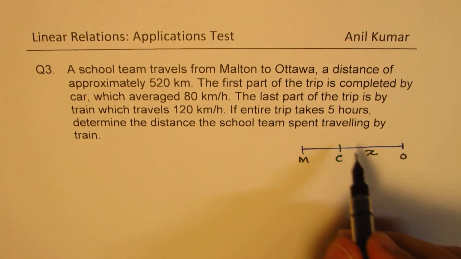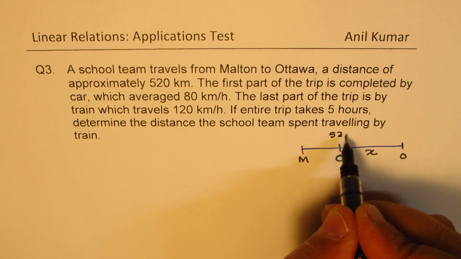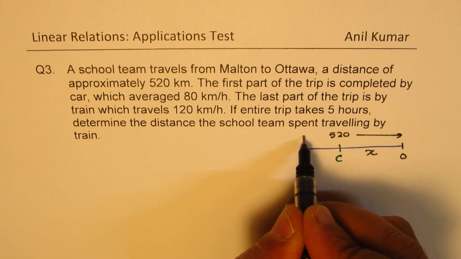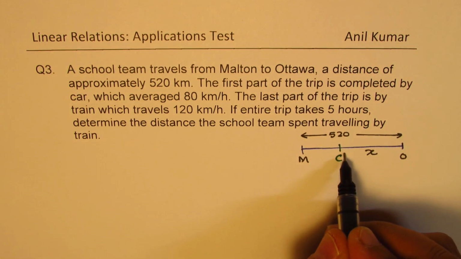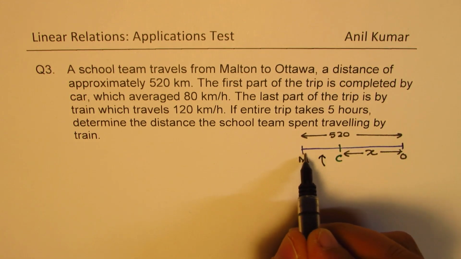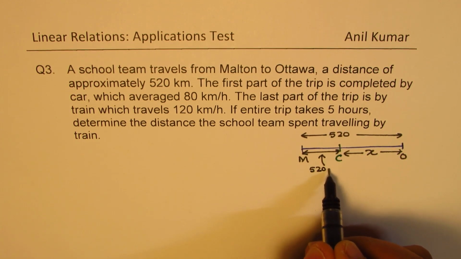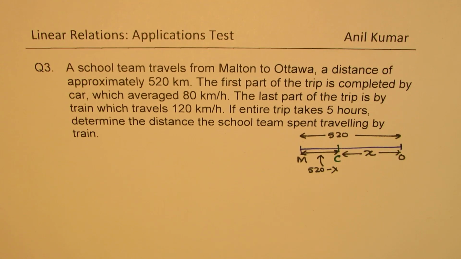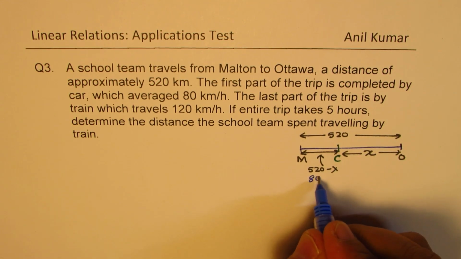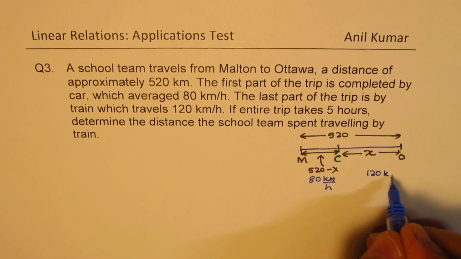And so, the total distance being 520 kilometers, right? So we are given this total distance is 520. That clearly means if this is x, then the distance here will be how much? Will be 520 minus x, correct? So that is by car. Now we also know the speed of the train and the car: 80 kilometers per hour and 120 kilometers per hour.